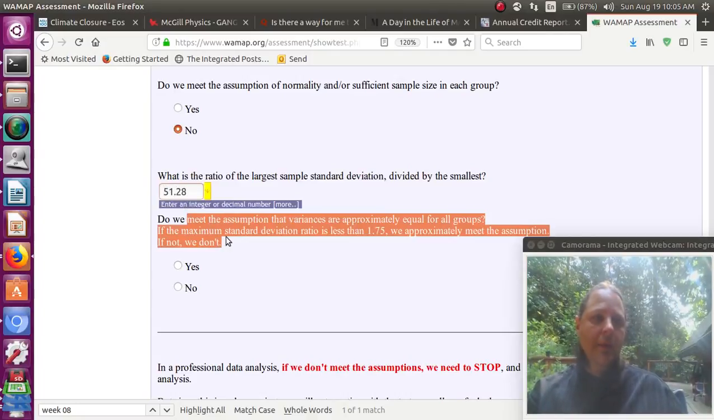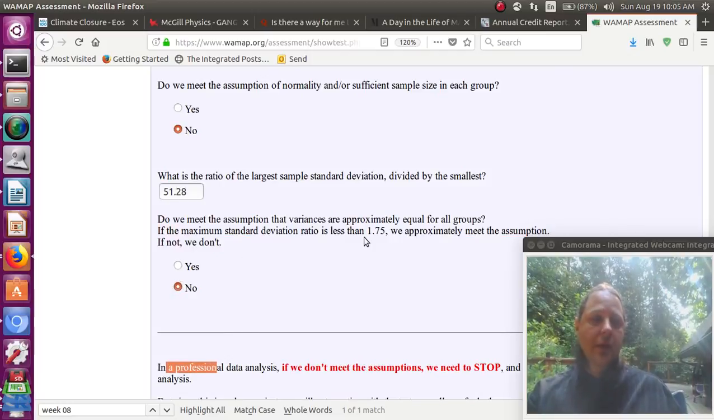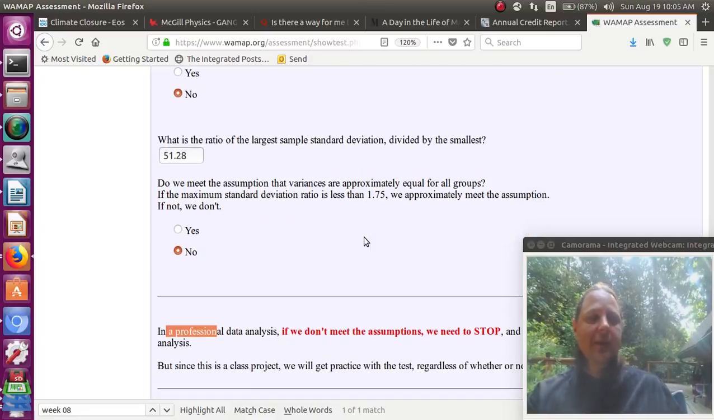51.28. Do I meet the assumption of homogeneity of variance? Well, if that ratio is less than 1.75, then we meet the assumption. If it's bigger than 1.75, we don't. That's just a rough rule of thumb that I give you right here in this question. So it's right there. It says no. Right? 51 is bigger than 1.75.